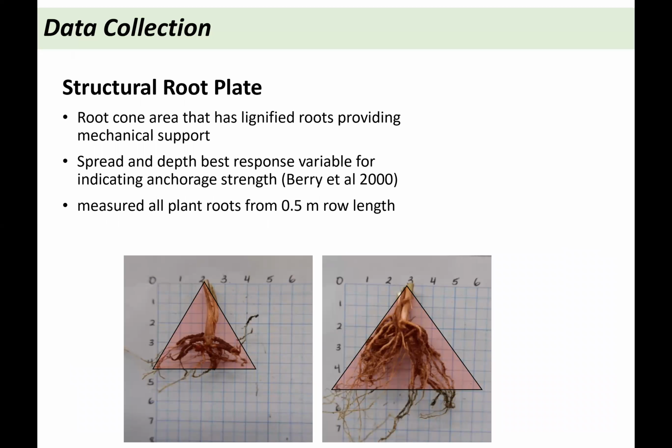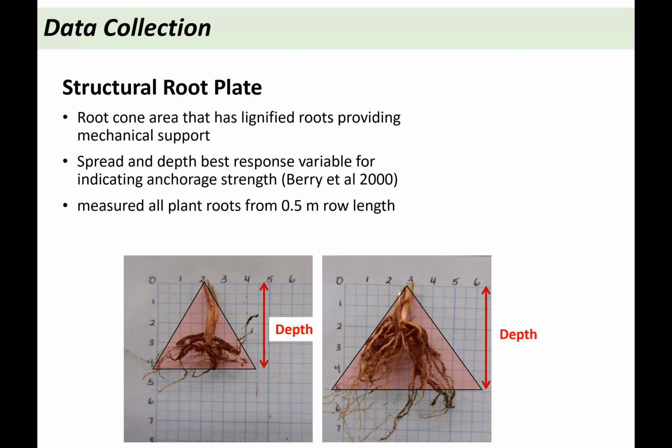Then we looked at structural root plate. So we dug up a half meter row length and washed the roots to look at the lignified roots that were providing the mechanical support of the plant. This measurement was really based off of Berry et al. 2000, which saw that there was a really good relationship with this structural root plate with the natural occurrence of lodging, of root lodging in particular. So we measured all the plants from the 0.5 meter of row length.